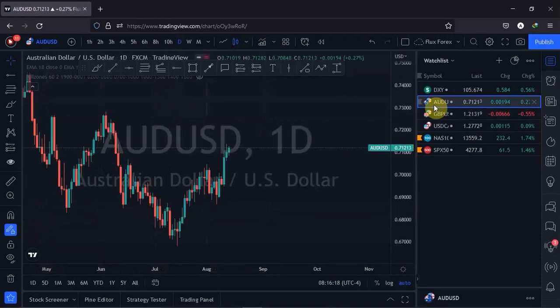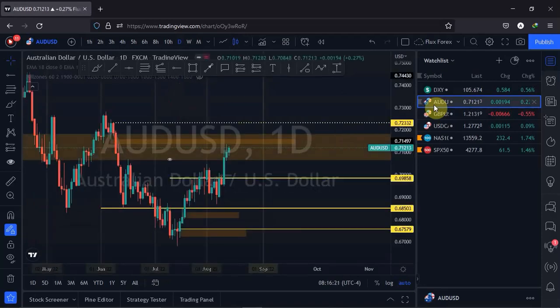Let's look at what is happening on the AUDUSD. If the dollar index is bullish, definitely we are to expect a bearish sentiment on this market. So going into next week, I will expect to see this correspond with the dollar index.